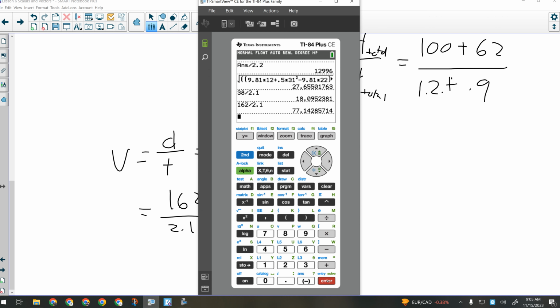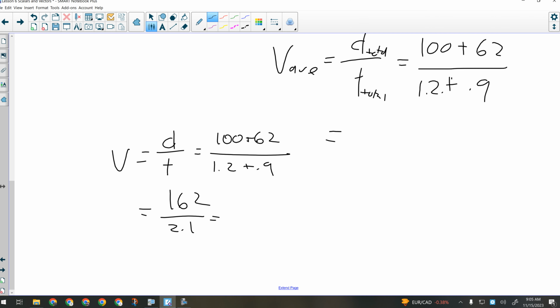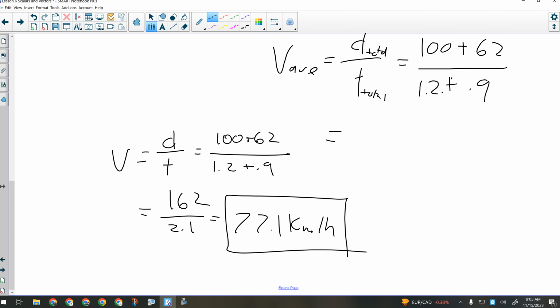Okay, so we'd be looking at 77.1 kilometers per hour. Okay, no direction on that because it's scalar. Okay, everybody all right with that? That's where it can get a little bit tricky if you're not really paying close attention to what you're doing. Okay, vector problems work differently than scalar problems do.